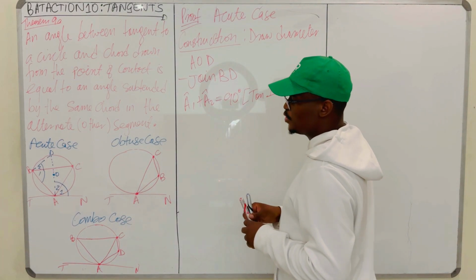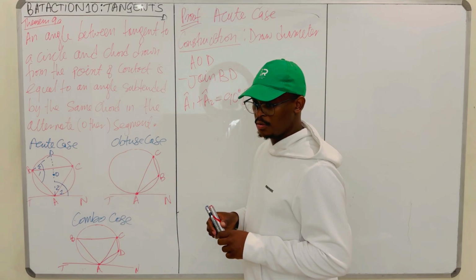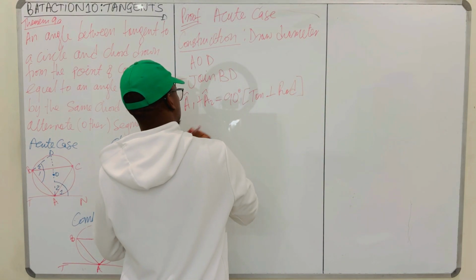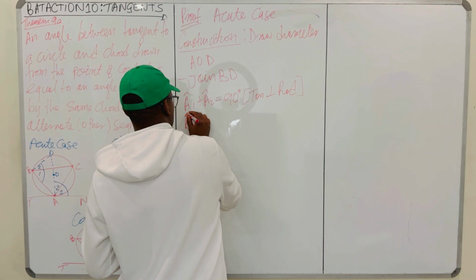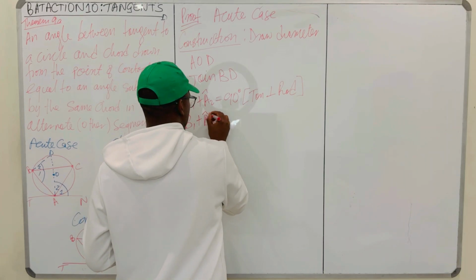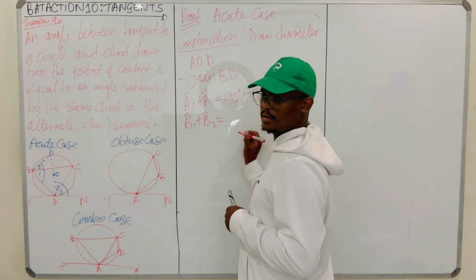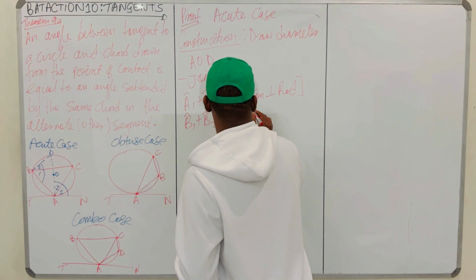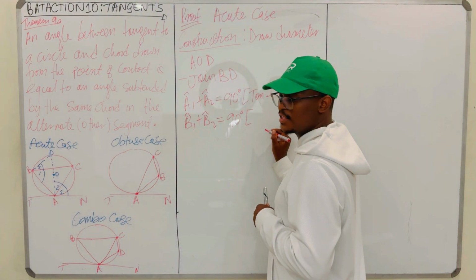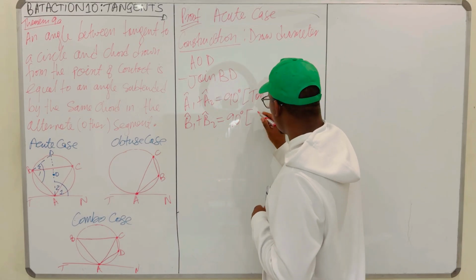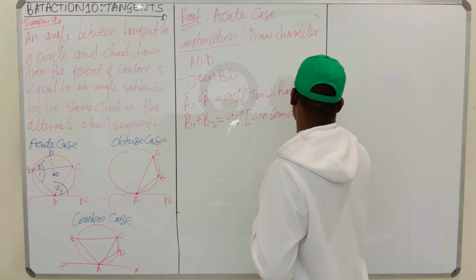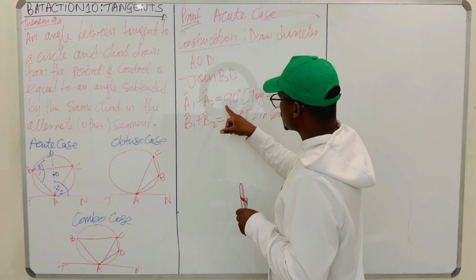What is B1 plus B2? What is the answer to that? It's 90 degrees. Yes. Why? These are angles subtended by a diameter. So, angle in a semicircle, subtended by the diameter. Yes. So 90 is equal to 90.